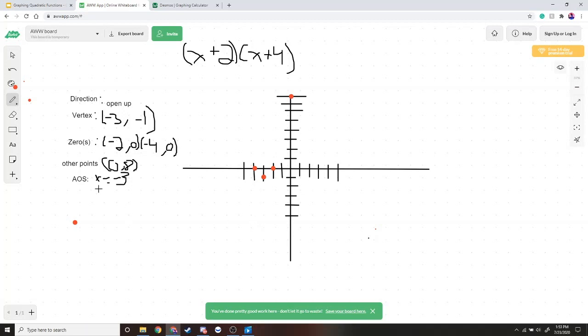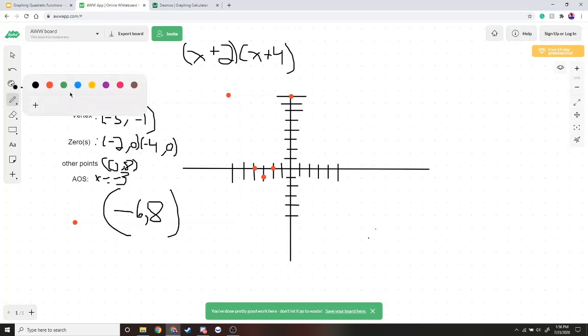And by using the axis of symmetry, if this point is 3 away on the right side, the other point will be 3 away on the left. So 3 on the left would be right here, and then up at the top, so there. So our final points are, okay, 3 away, so -6, 8. And these are all your points.